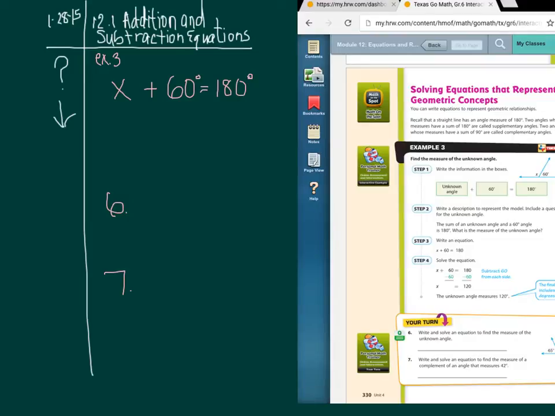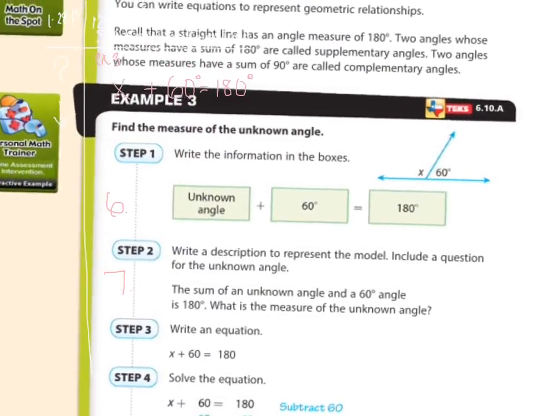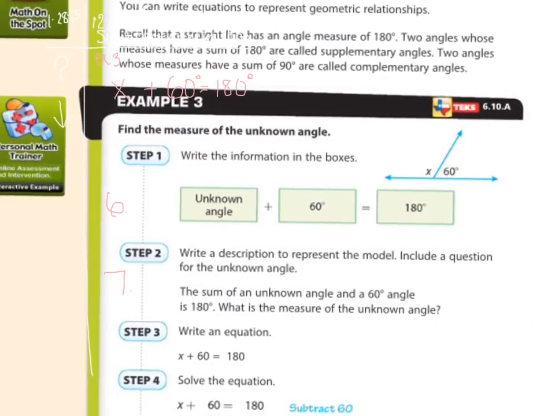Okay, last page. This problem involves this angle right here. I don't know what you remember about angles, but a straight angle from all the way around is 180 degrees. You're going to have to remember that. When you take this angle and you add it to this angle, it has to equal 180. That's what a straight line is.